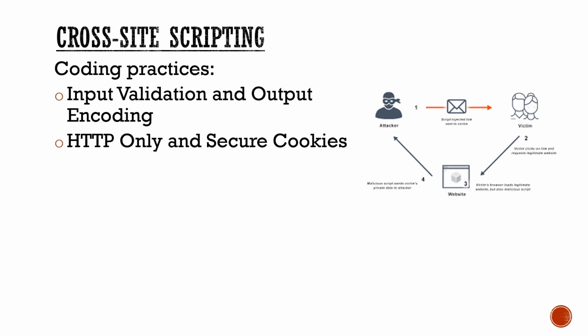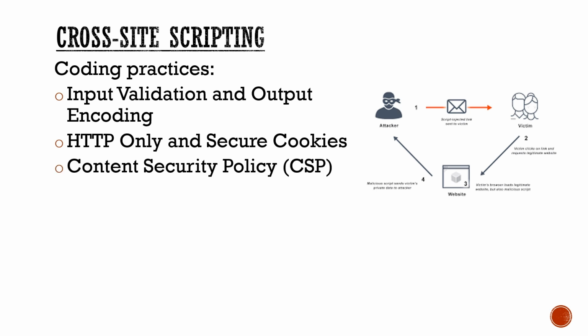HTTP only and secure cookies. Use HTTP only and secure flags for cookies to prevent them from being accessed or manipulated through client-side scripts. Implement a content security policy that specifies which sources of content, such as scripts, images, and style sheets, are allowed, thereby mitigating the impact of XSS attacks.